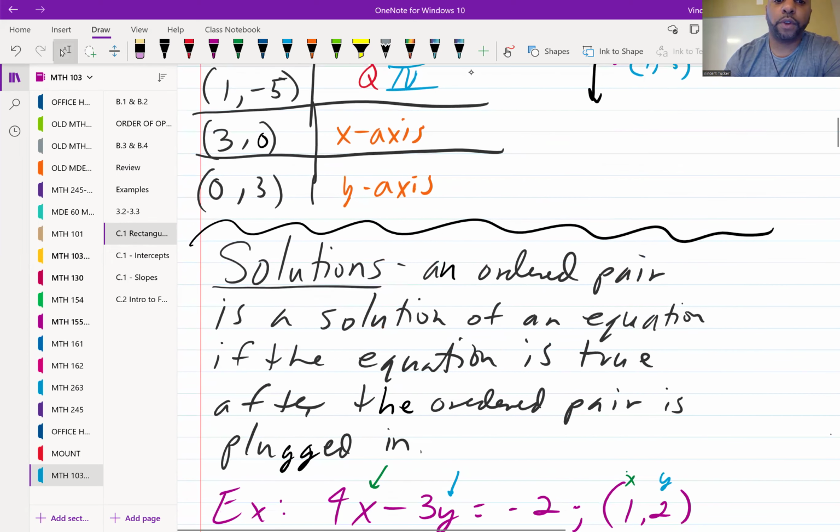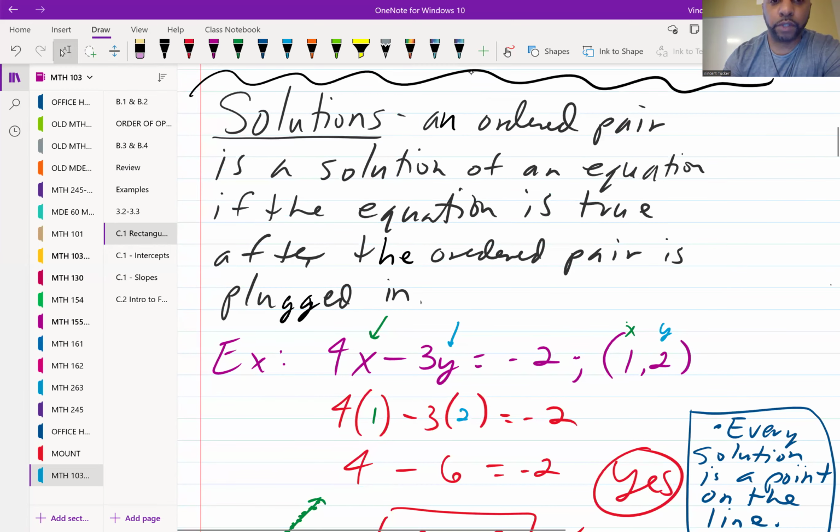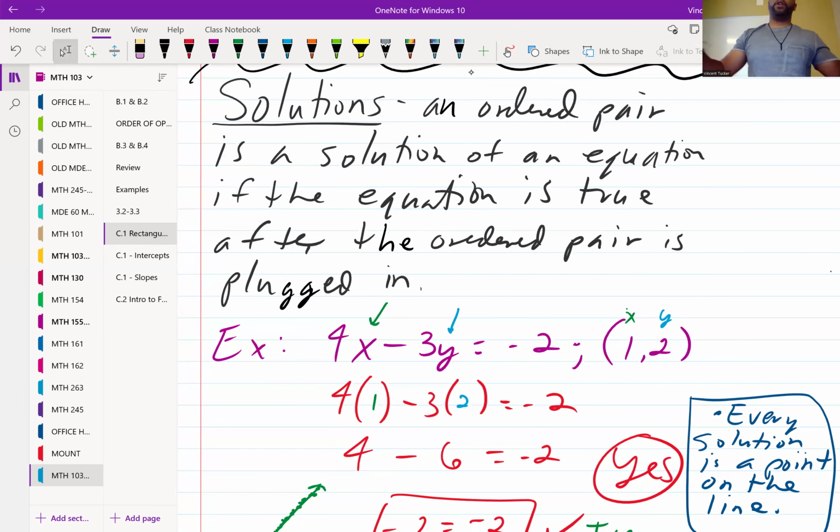So, solutions of your equation. We talked about that already with just a general linear equation. But when we have an ordered pair, your solution is an ordered pair that, when you plug it into the equation, is true, after you've done all your calculation and simplified as much as possible.